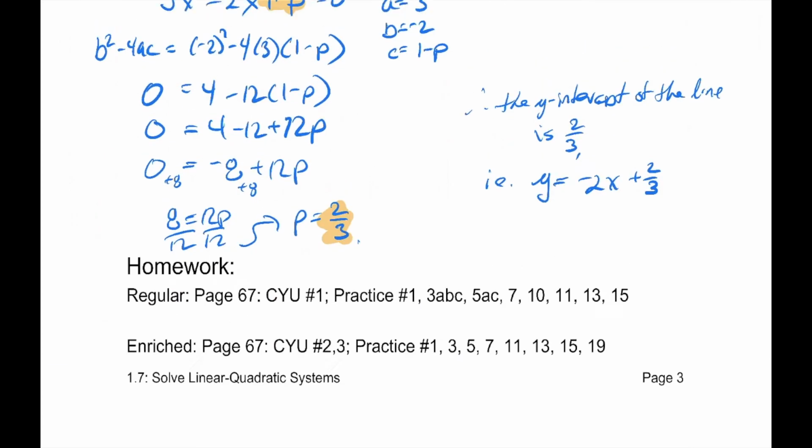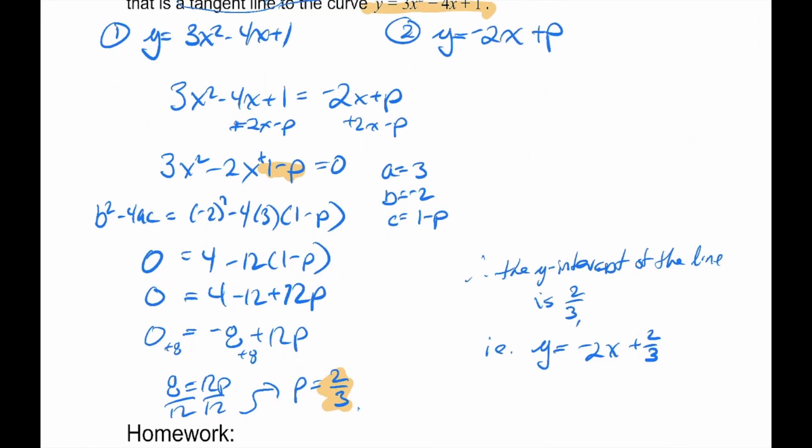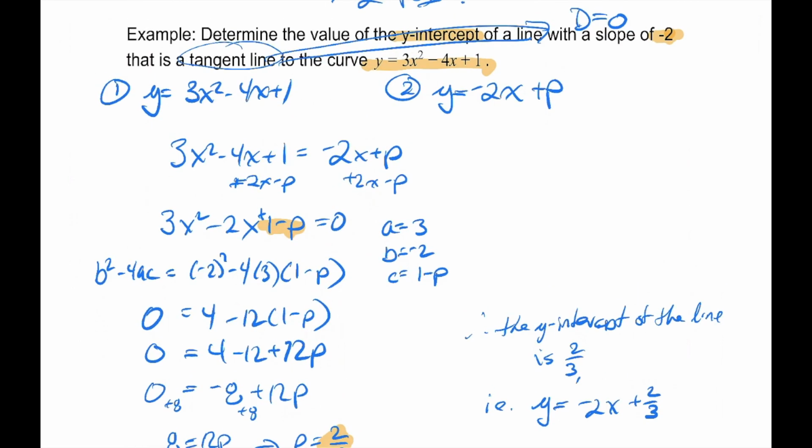The last example that we might have in working with a quadratic linear system is finding a tangent line to the parabola.